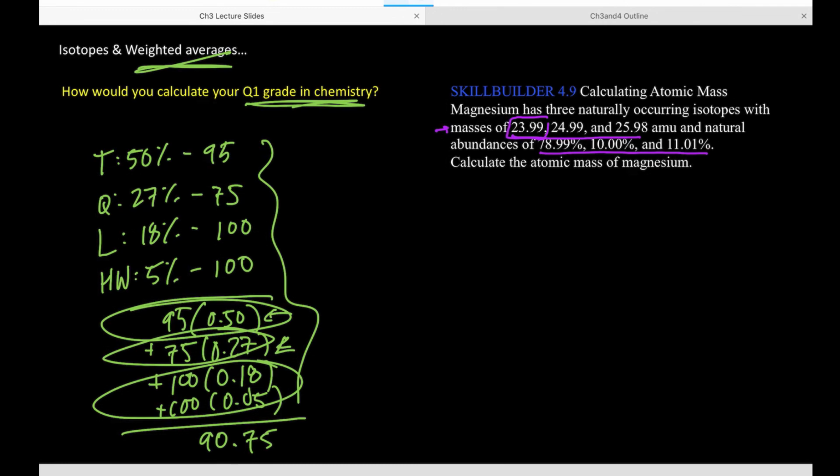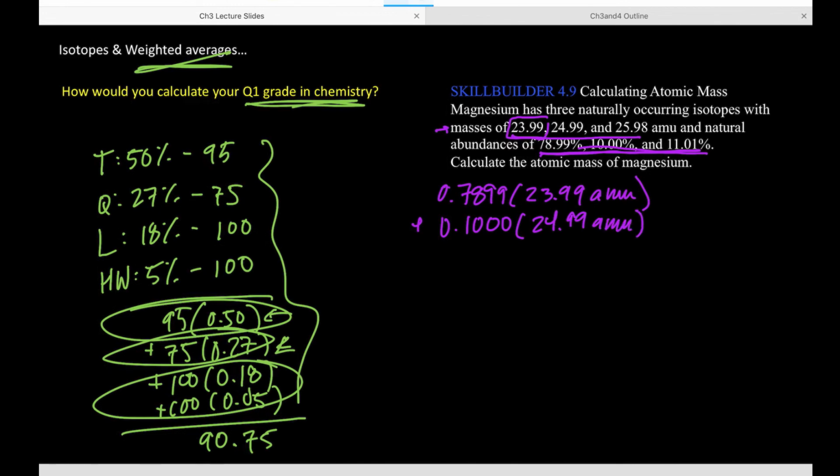So anyway, here are percent abundances. So that's how much each one counts, right? So again, we will take our individual pieces, so 0.7899 times 23.99 AMU, plus 0.1000 times 24.99 AMU, plus 0.1101 times 25.98 AMU, right?